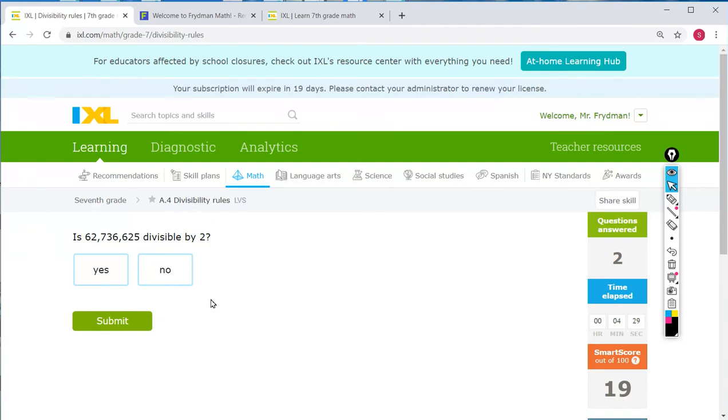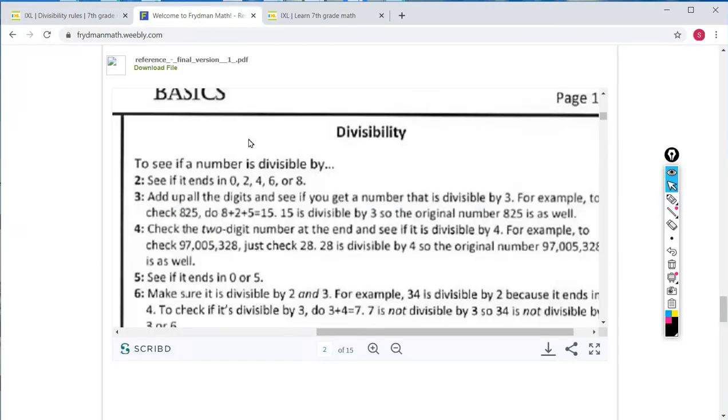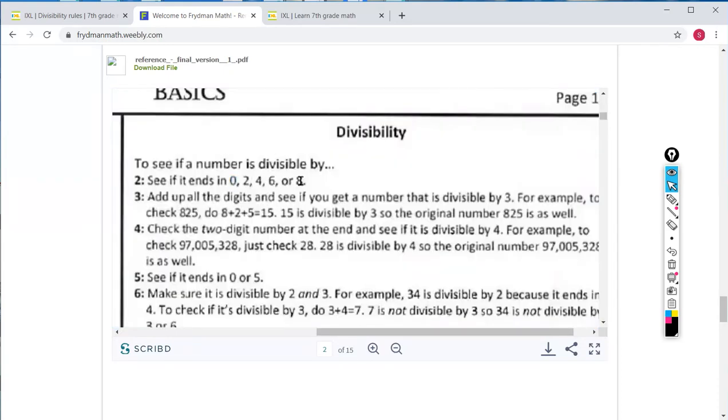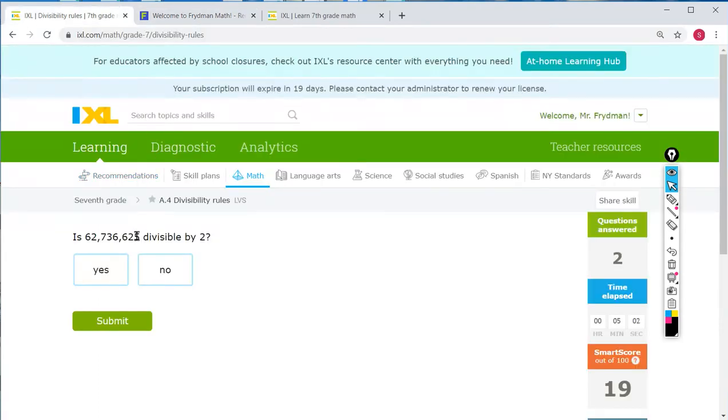Is 62,736,625 divisible by 2? Can I take this number and divide it by 2 and then get a whole number? That is, a number with no point something at the end. Well, it's actually pretty easy to check to see if a number is divisible by 2. We just have to see if it ends in a 0, 2, 4, 6, or 8. Now this number does not. It ends in a 5.